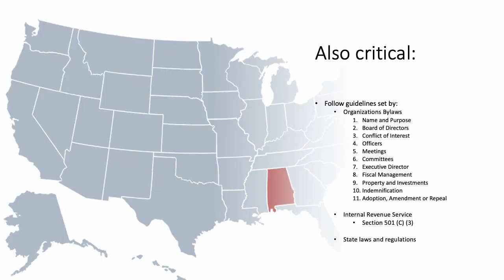It is also critical that you follow guidelines set by the organization's bylaws, which can include things like name and purpose, board of directors, conflict of interest, officers, meetings, committees, executive director, fiscal management, property and investments, indemnification, adoption, amendment, or repeal. All of these relate to different policies, procedures, and processes as outlined by the organization's board of directors and embedded in their bylaws. Also, the federal government gets involved, particularly through the Internal Revenue Service, and there may also be state laws and regulations that you need to be aware of.